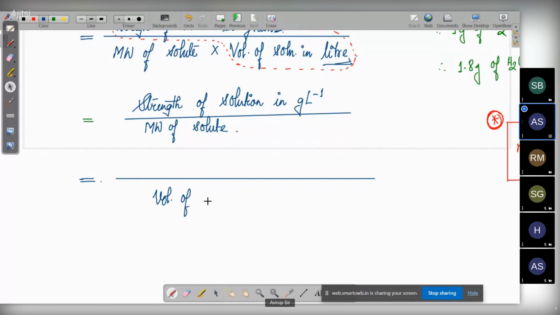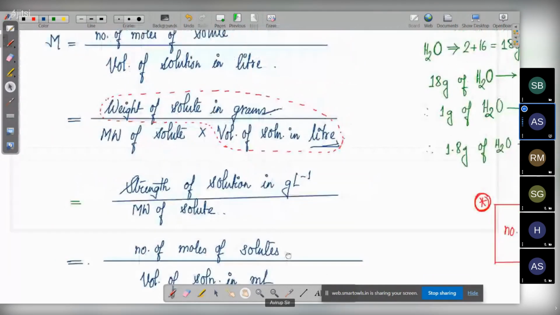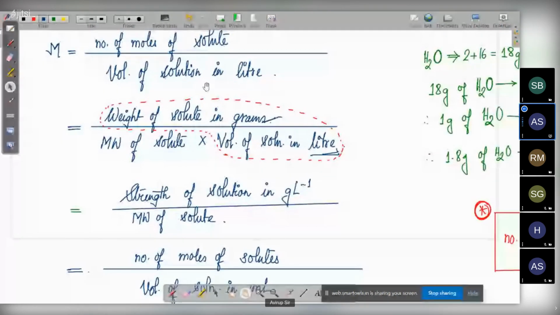So volume of solution in milliliter. And in the above you have number of moles of solute, divided by the volume of solution in milliliter. Now see, these two formulas are becoming different because the basic definition is number of moles of solute divided by volume of solution in liter.